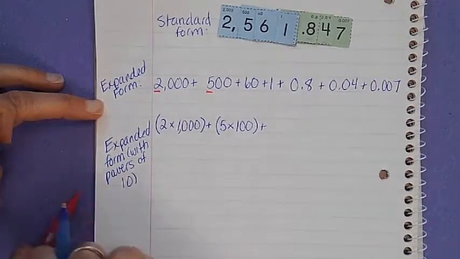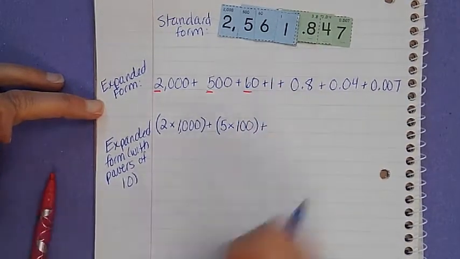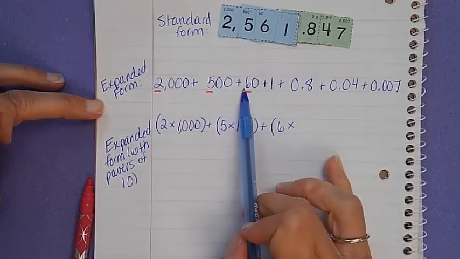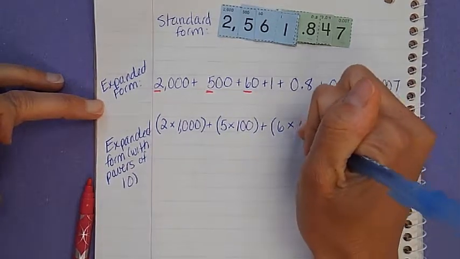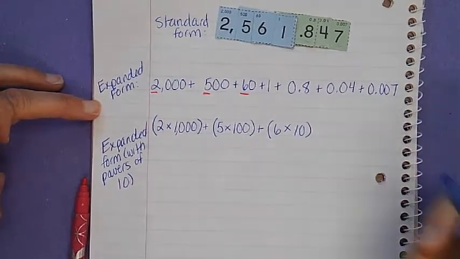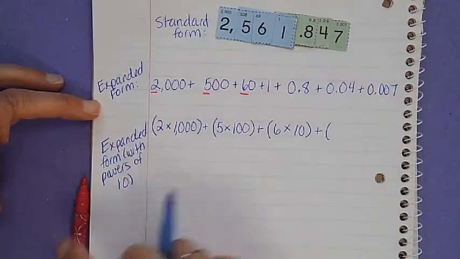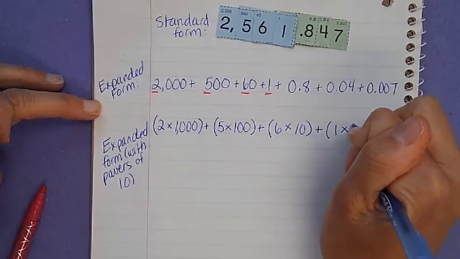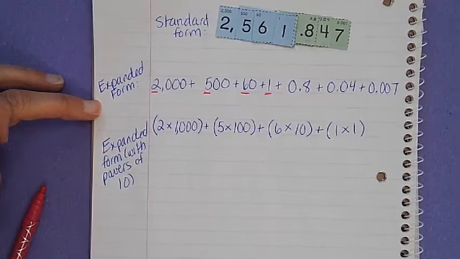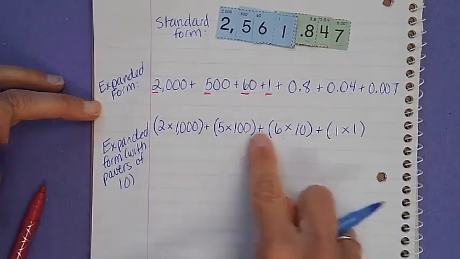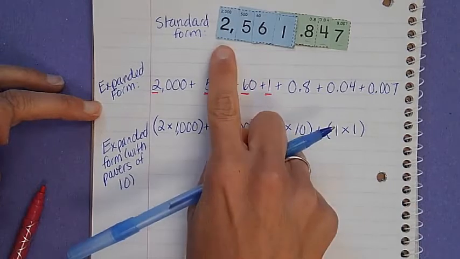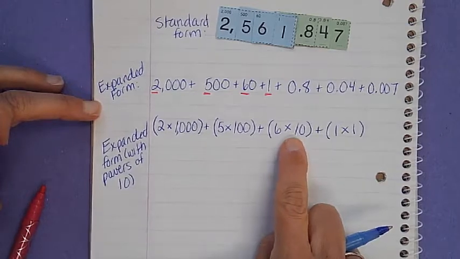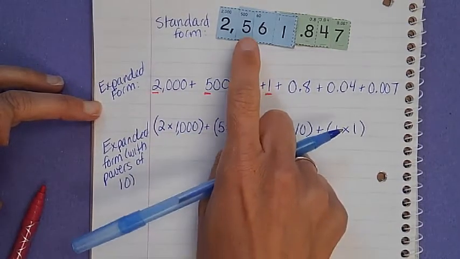I go on to the next place and the next digit, which is a 6. So I put my 6 down first. This is the digit times its place value. So 6 is in the tens place, so it's 6 times 10. Anything in the tens place has a value of 10. Then I have my next digit, which is a 1, and the 1 is in the ones place, so it is really 1 times 1, because anything in the ones place has a value of 1. So that's accounted for all of my digits to the left of the decimal point. That's my 2,561. If I multiplied these and added them together, I would get the same thing I did here and the same thing up here.